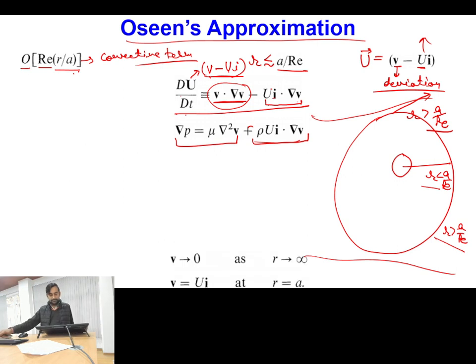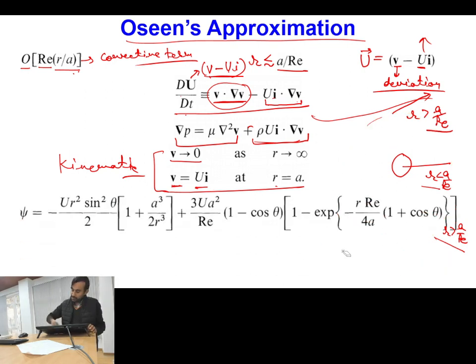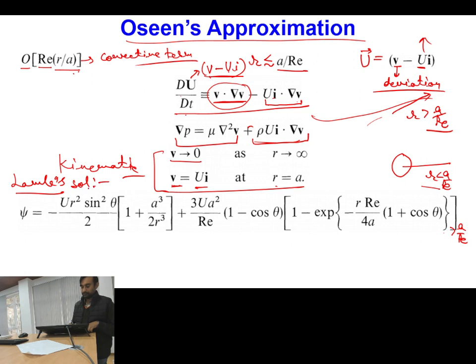Of course, these will be my boundary conditions, which are very clear to all. Kinematic boundary condition: when you are sufficiently away, as r goes to infinity, my velocity will be equal to the free stream velocity only, and the deviation from the free stream velocity will be equal to 0. And particularly at r equal to a, the velocity at the surface will be nothing but equal to ui. The equation was given by Oseen and its solution was first given by Lamb, so this is called Lamb's solution. This is popularly known as Oseen's approximation and Lamb's solution.